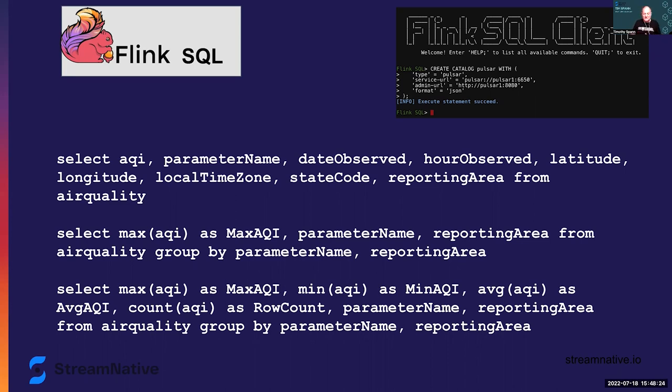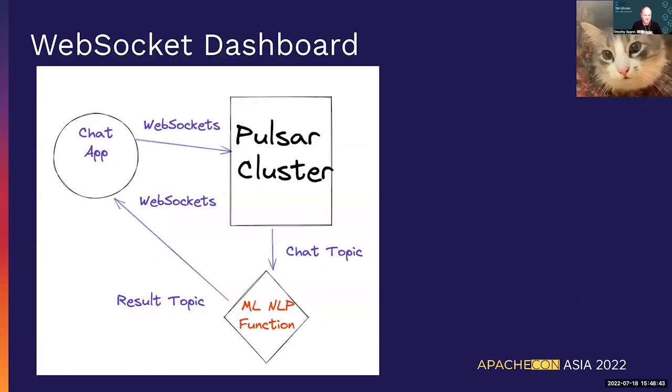Do your selects, do your order by, maybe do an insert. Lots of power you can do here, and you can connect with other catalogs. So you have a Pulsar catalog, a Kafka catalog, one for HBase, one for Scylla, anything Flink has a catalog for, and join those together. Pretty powerful. WebSockets are surprisingly easy with Pulsar.